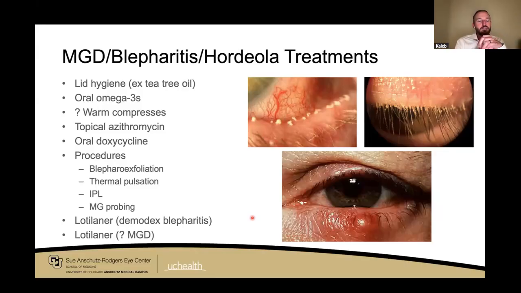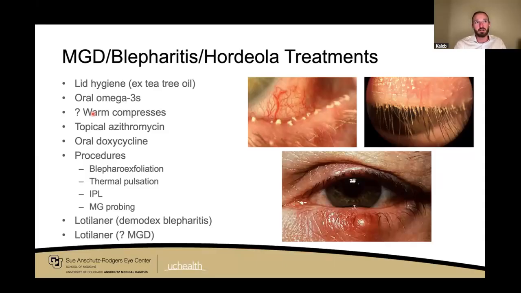So if they have blepharitis, MGD, hordeola, there's things like lid hygiene, there's oral omega-3s. These patients, we do not want to be recommending warm compresses. This is the one subset of patients that we don't really want to do that. They already are prone to inflammation. They already have too many dilated blood vessels. When we put heat on that, it in general makes things worse. I think it's important with patients like this to ask them, when you use warm compresses, does it actually help? If it's not helping, then don't have them use it.